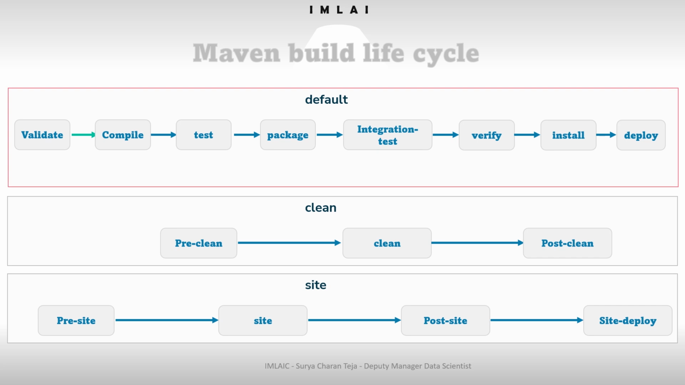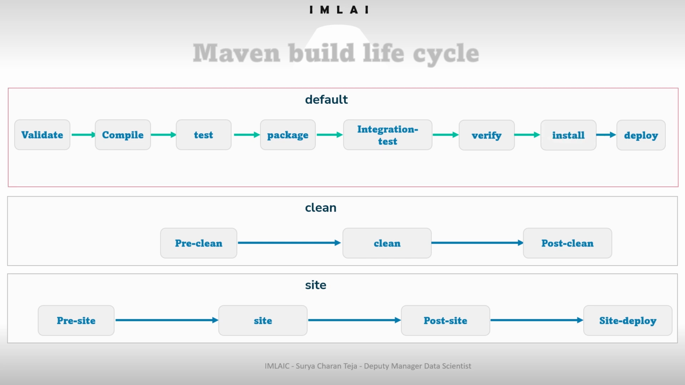So once it's compiled, then it will go for the testing. Here it's unit test and integration test. So here we'll say unit test, then package, and after the package, integration test, and then we will verify the same, install and finally deploy. So this is the complete deployment of a Java project. That's how a default build lifecycle looks like.